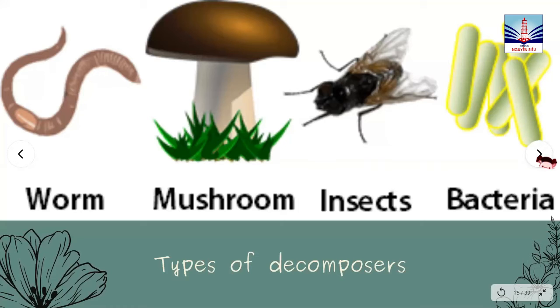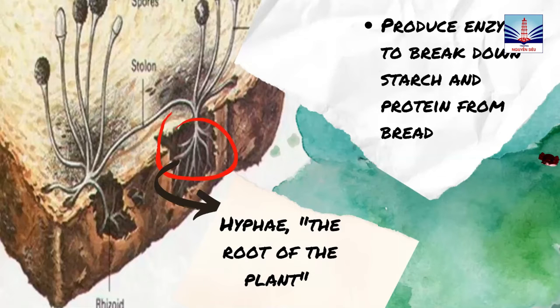So how do they feed themselves? We're going specifically for fungi. So fungi, this is an example, when they grow on bread or food, then it will grow a thing called the hyphae, and it kind of looks like a root of the plant, but this root is very, very special because it produces enzymes to break down starch and protein from food they are trying to get the nutrients from.